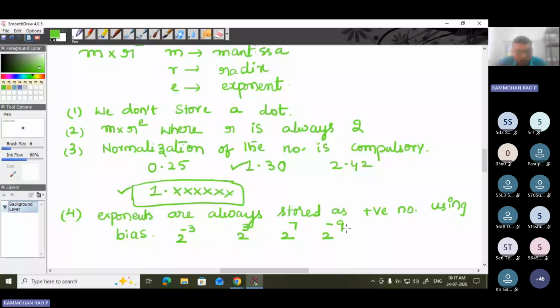So before we move on and solve one example, I want to understand from you that up to this point, the IEEE standard M into R power E and these 4 points are clear to everyone or not? Please respond in the chat box.